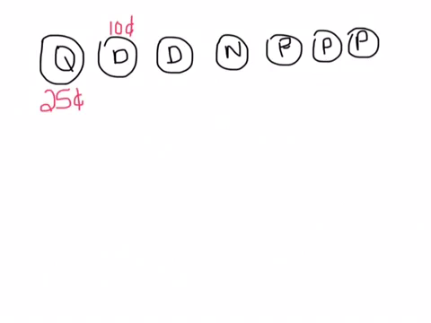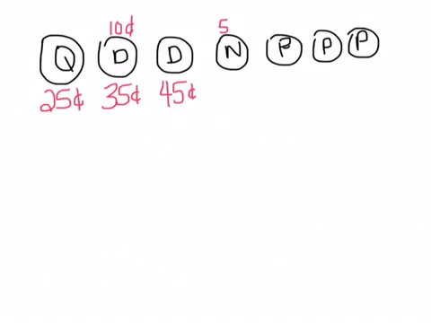So 25, and you count on your fingers. 25 in your head, 26, 27, 28, 29, 30, 31, 32, 33, 34, 35. So when you add the dime, it's going to be 35 cents. Plus 10 more, count up, 35 in your head, 36, 37, 38, 39, 40, 41, 42, 43, 44, 45 cents here.